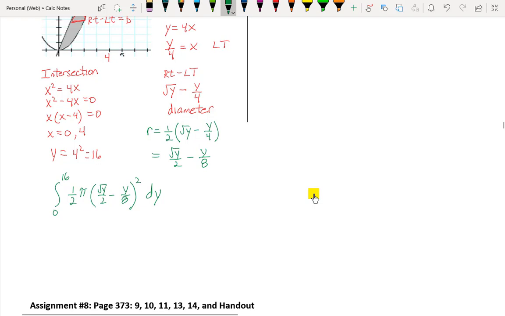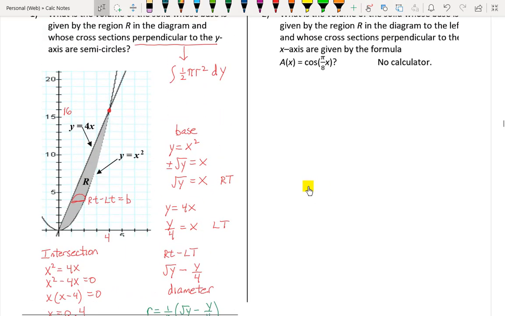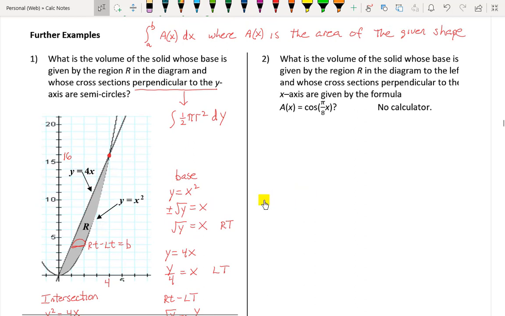Now, this is just calculator stuff, so I would encourage you to take out your calculator and pop this in, and you should end up with 3.351.